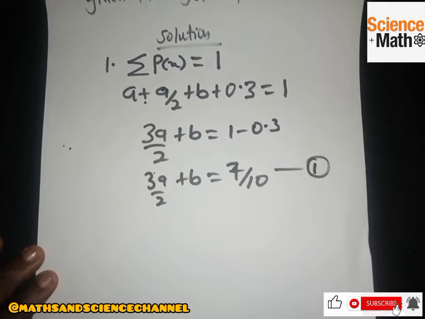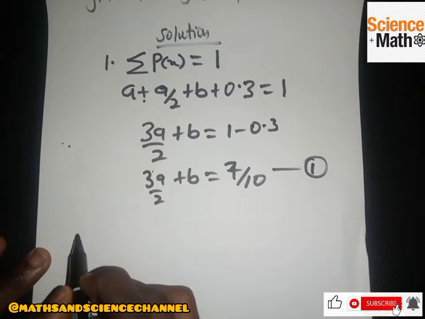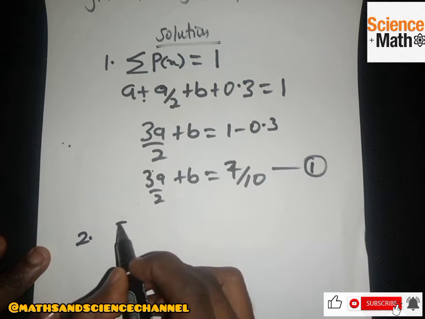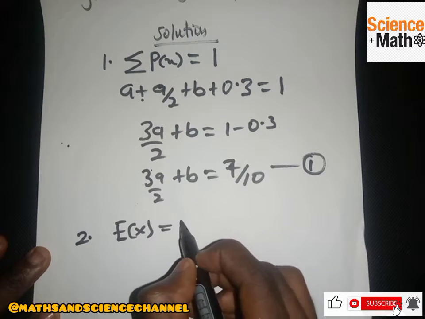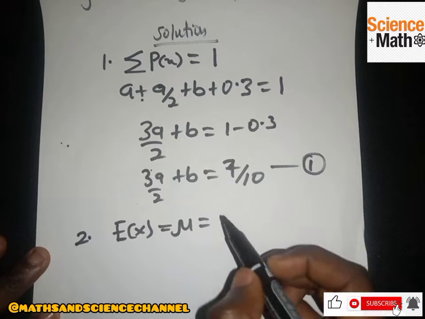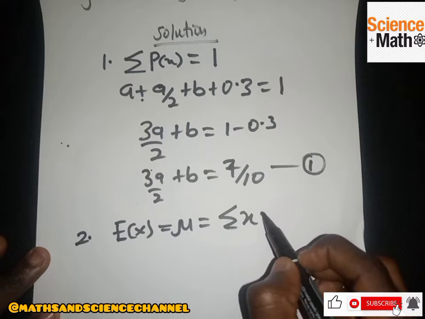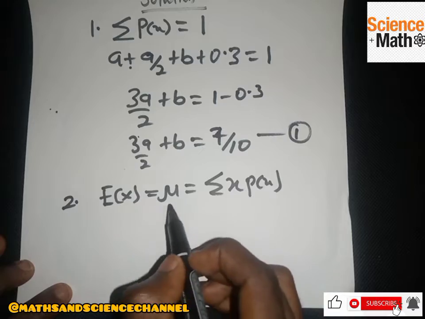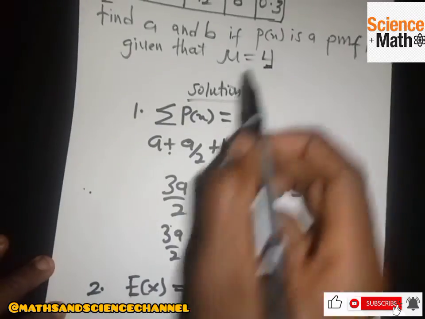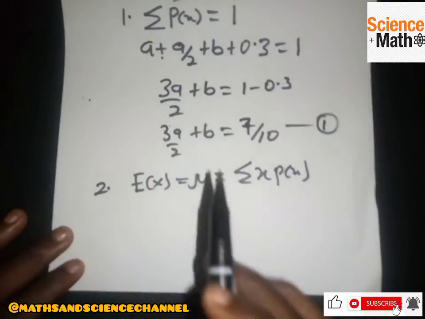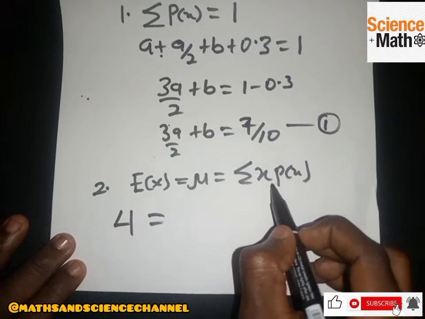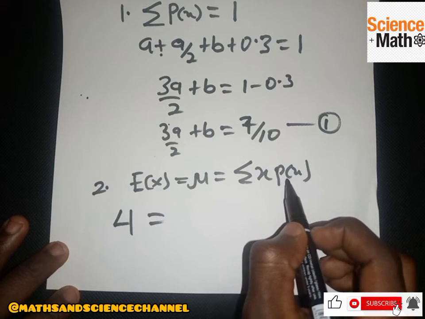Now how do we get the second equation? The second equation will actually come from the expectancy when we want to find the expectancy of the PMF. You know that expectancy, which is mu in this case, is equal to the summation of x times p of x. In the question we are given mu to be 4, so 4 is equal to the summation of the product of x and p of x.